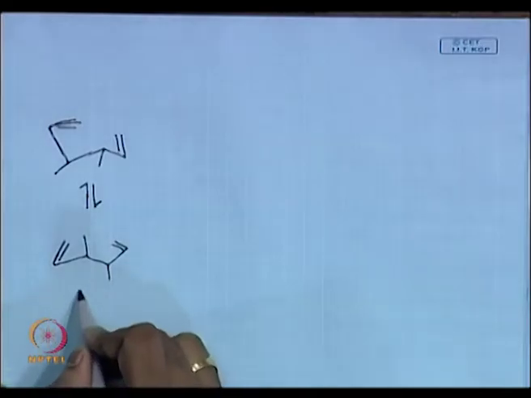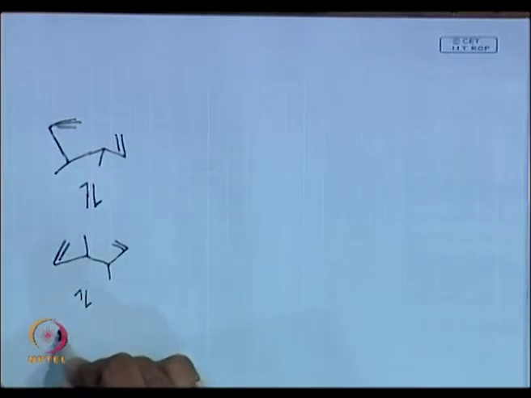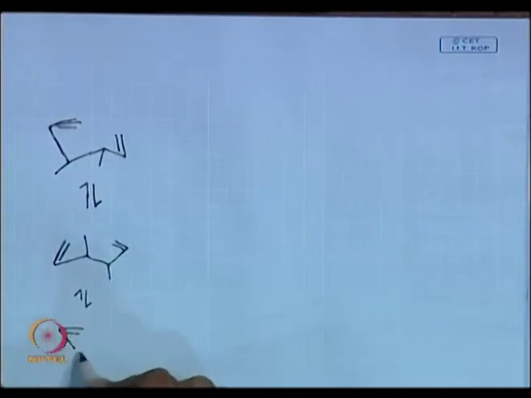Another I can think about is what? It can be in a boat form also. No? You have studied this for your cyclohexane. See, these three ways I can write your structures, right.